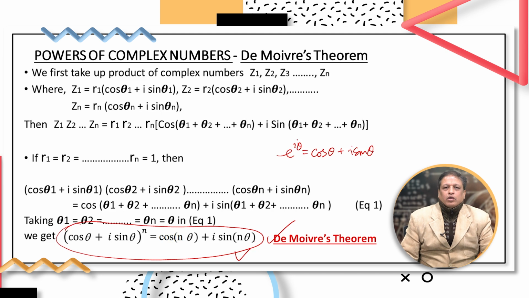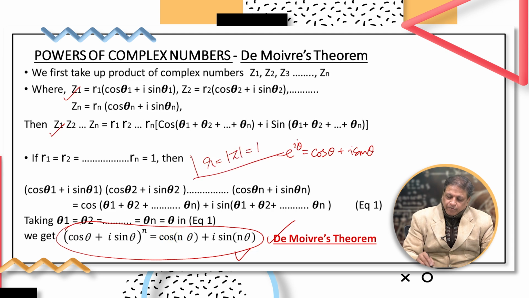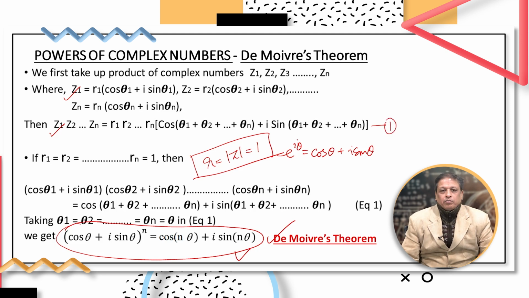We learned about de Moivre's theorem when we were understanding the powers of complex numbers. That is, when we have n complex numbers represented in the polar form as z1 equals r1 cos theta 1 plus iota sin theta 1, z2 as r2 cos theta 2 plus iota sin theta 2, and so on. Then by performing the multiplications, we learned in the respective session that if r, which represents the magnitude of the complex number, is 1, then the entire equation will resolve to cos theta 1 plus iota sin theta 1 into cos theta 2 plus iota sin theta 2, and so on.